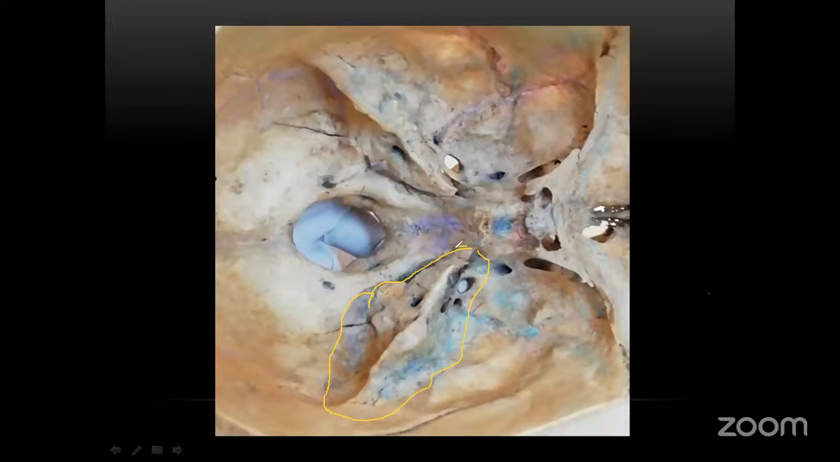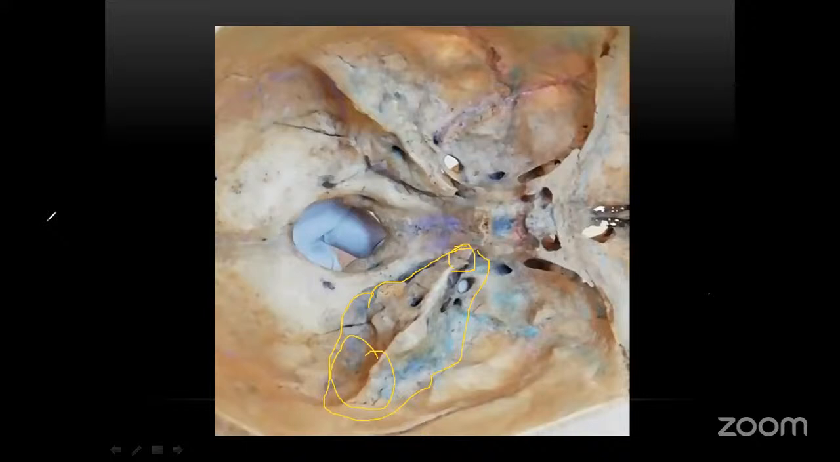When we talk about the petrous part of the temporal bone, it has an apex. This is the apex. It has a base. This posterior area is called the base of the petrous part of the temporal bone. There is an apex, there is a base, and it has three borders.